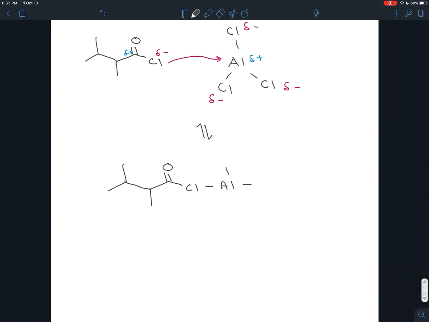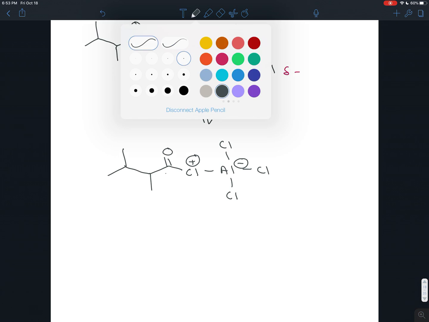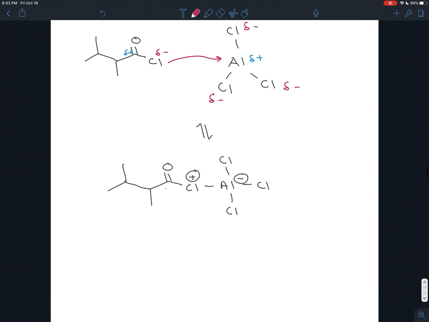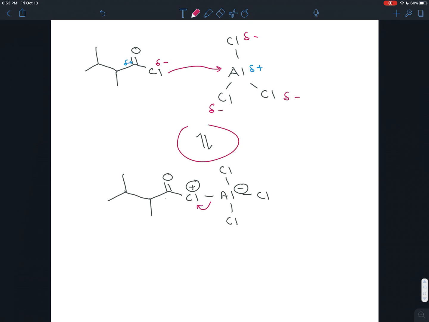You have each of those chlorines there. The aluminum has a full negative charge. The chlorine has a positive charge. So it's a really unstable intermediate. It wants to crumble and break apart. It could break apart in two ways. The chlorine, which is very electronegative and trying to stabilize a positive charge, could just snap these electrons away from the aluminum, and we end up back with our reactants. That's why you have this equilibrium here.